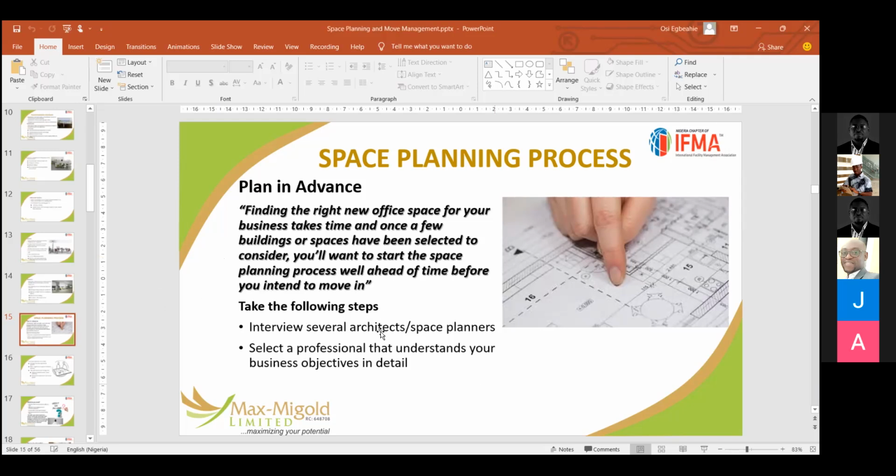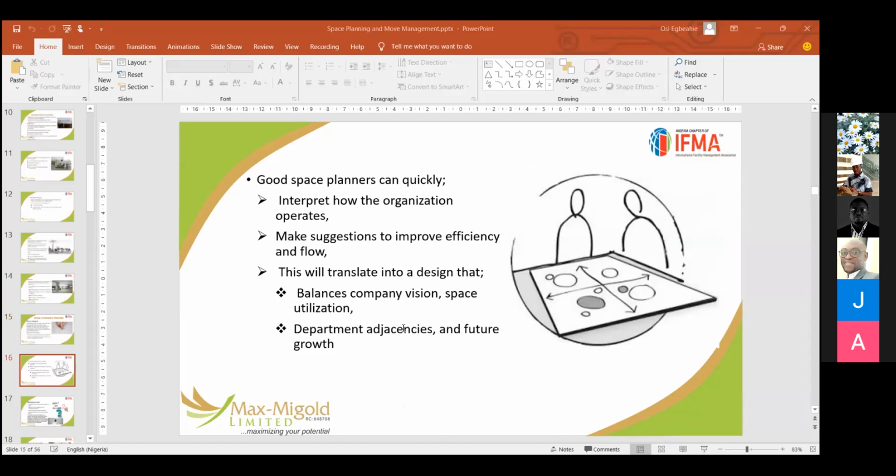One of the things you might need to do is interview several architects and space planners. There are architects that are good with space planning, which you're supposed to interview from time to time to ensure and know that these architects are able to meet your requirements. Then also select a professional that understands the business objectives in detail.